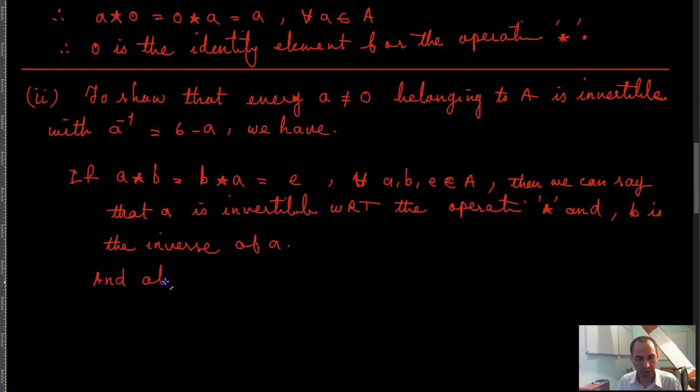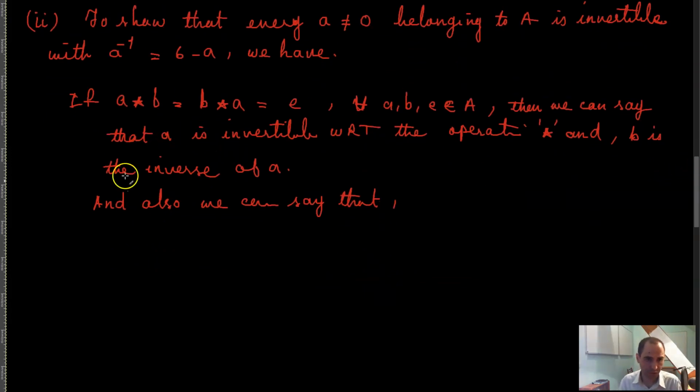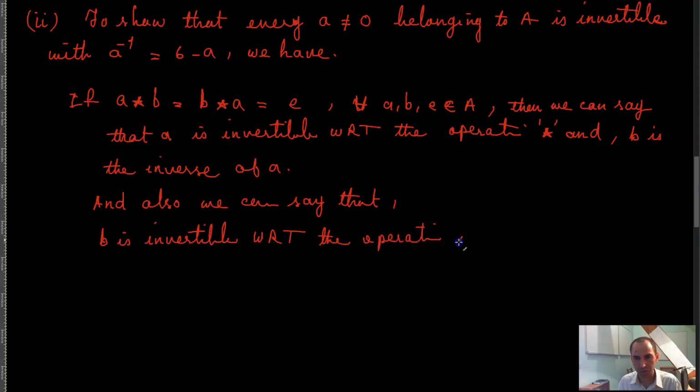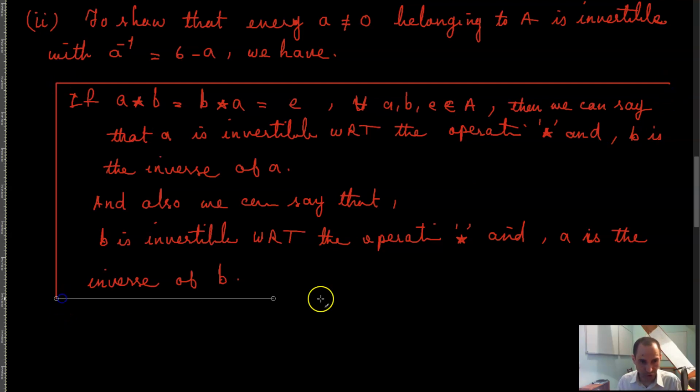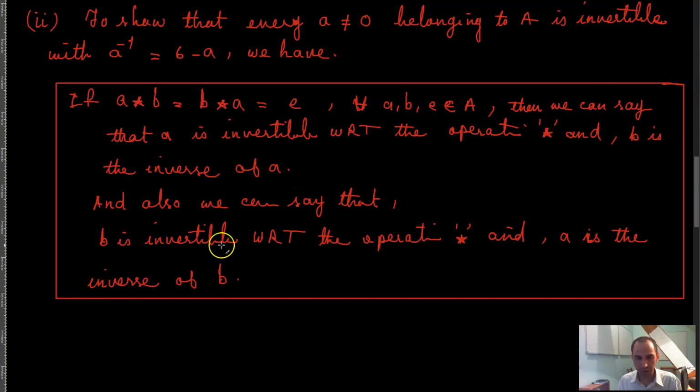And also we can say that over here we said that A is invertible. So also we can say that B is invertible with respect to the operation star, and basically A is the inverse of B. So this is basically something general that you can use wherever you go in these binary operations, right?